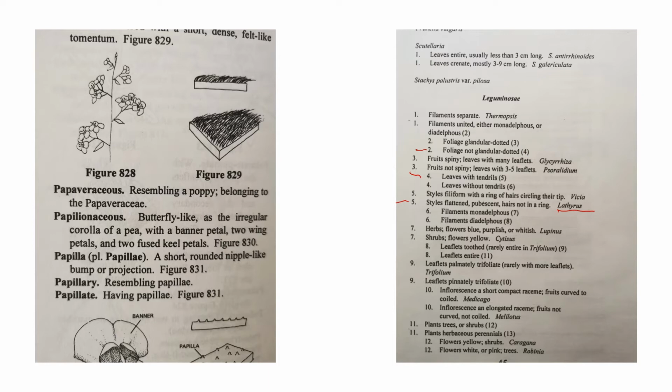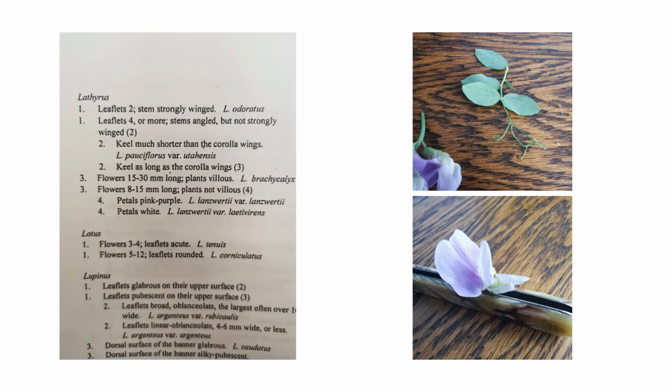Now, that is something that you can use if you are stuck with a word and you don't have your book or you don't want to look it up. You can read the next option, and if that is very clearly it, like in this case, you then can know that is your genus. So here we are in Lathyrus.